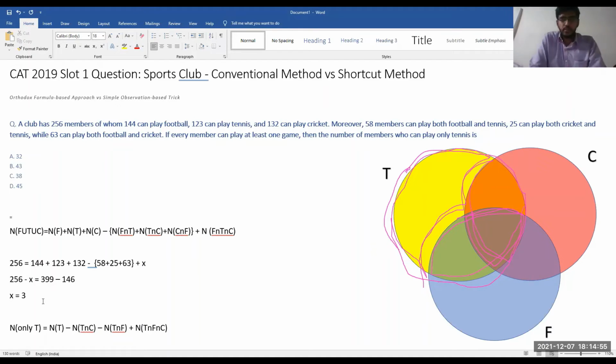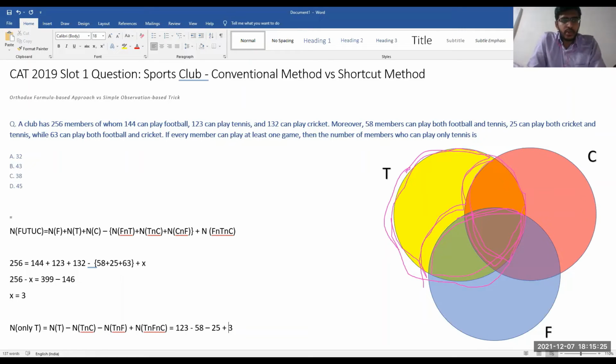So this is the number. Let's calculate the number of players who play tennis, provided in the question, 123, minus the number of players who play tennis and football, that's 58, and minus the number of players who play cricket and tennis, that's 25. Sorry, football and tennis, or tennis and cricket, right? And then the number of players who play tennis, football and cricket. This number we obtained after a lot of labor, it's 3.